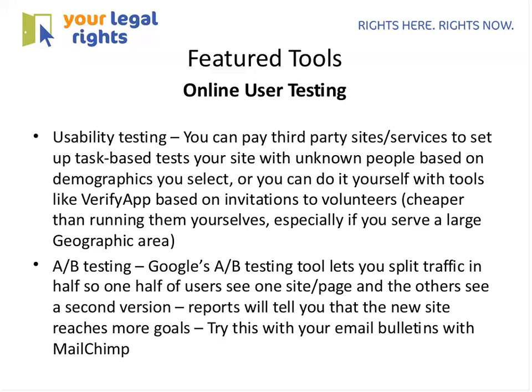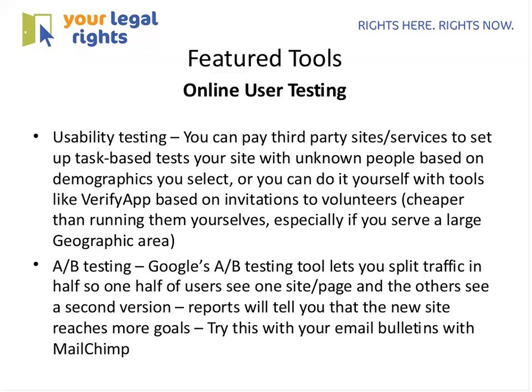Or you can do it yourself with online tools, and I'm going to show one that I used that was quite affordable for us when we were building Your Legal Rights. We did an invitation to volunteers, and we did the whole thing online, which was helpful because we could reach people in a huge geographic area. And then another thing is A/B testing, which Google has a tool for, and there are lots of other tools out there.